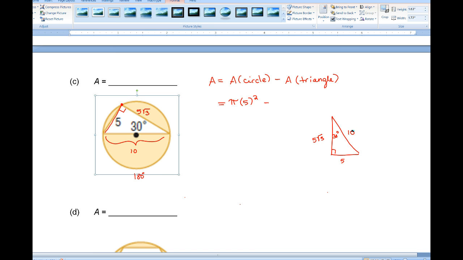Yeah. Okay, so I want to show you that we can't use the 10. We have to use the two sides that make the right angle, correct? Because base times height have to be perpendicular. So it's going to be 5 times 5 root 3 over 2, or multiply by half. It's a triangle. Base times height divided by 2, or 1/2. Okay. All right, go ahead and plug that into your calculators.